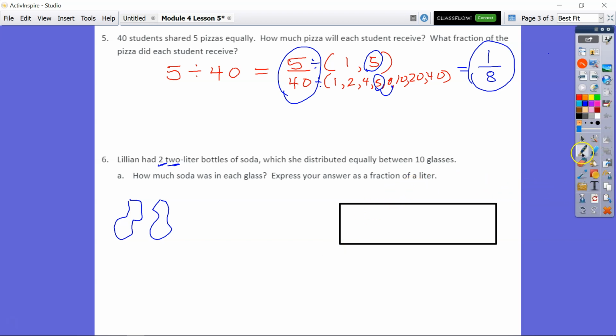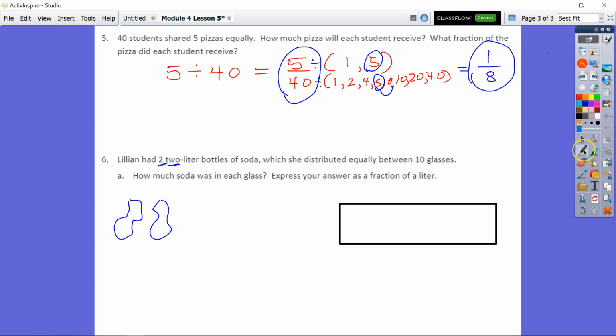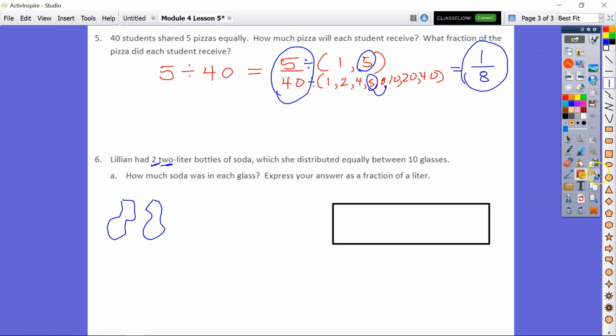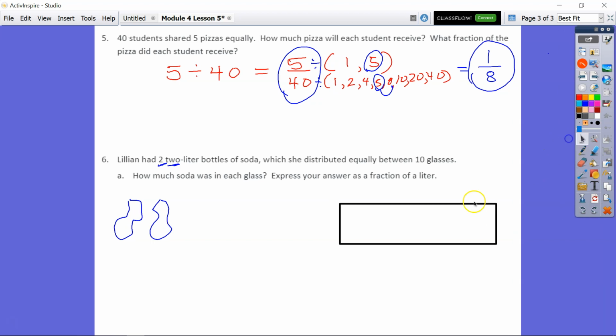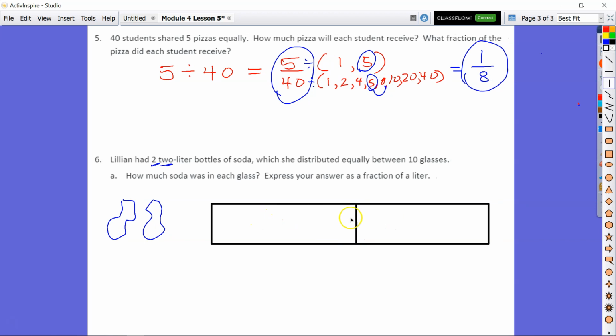So let's go ahead and look here. We have our 2 2-liters. We are splitting them between 10 glasses. So I will draw the 9 lines to give me 10 glasses here. Let's make our tape diagram a little bit bigger. 9 lines, 1 in the middle, and then I'm going to have 4 on each side. So that'll give me my 10 glasses. So 1, 2, 3, 4, 5, 6, 7, 8, 9, 10.